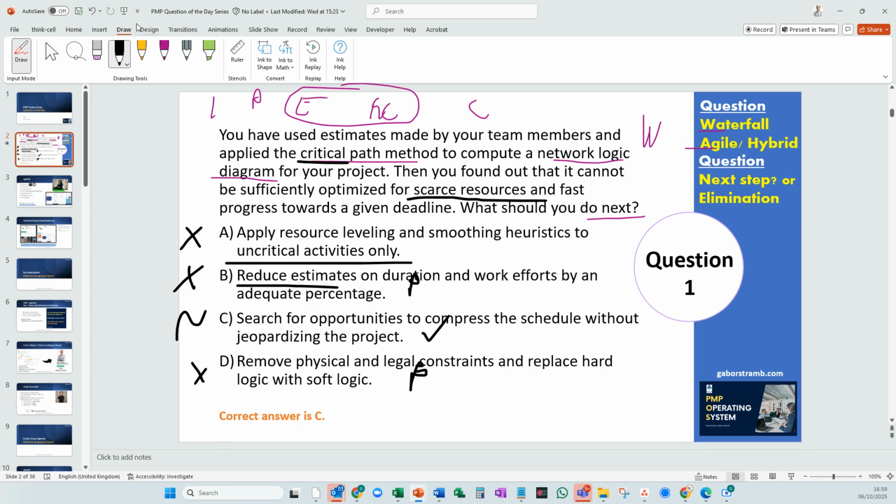The other key learning from this question is the following. What is really the question? What should you do next? That's nothing super specific, nothing major, it's a very general question. And the answer is also very general: you're looking for opportunities to compress the schedule without jeopardizing the project. Think about it, you have a very general question, so you need a very general answer as well. Okay? Good. I think we solved that very quickly.